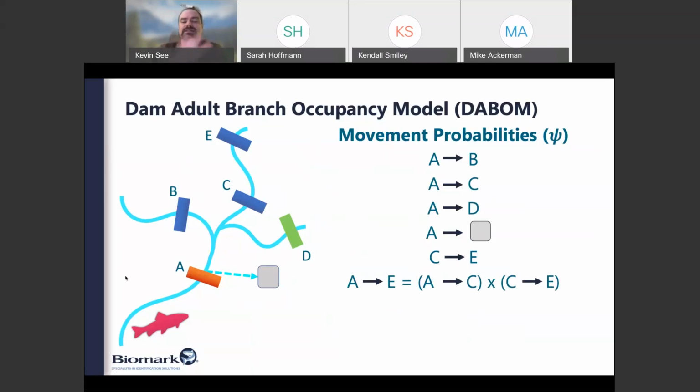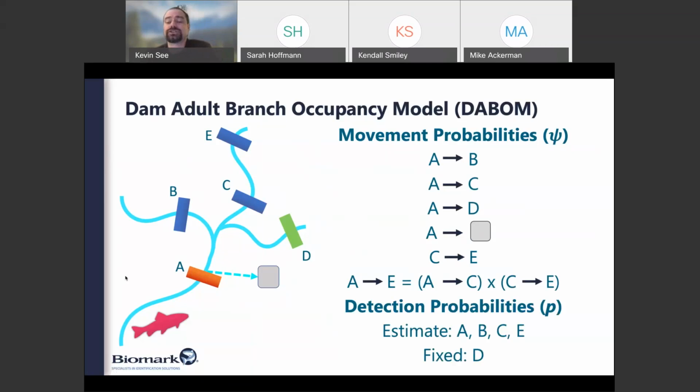Now, in the process of doing this, the model is also estimating detection probabilities. What are the chances that if the fish moves past site B, you actually see it? And what are the chances you see it on each array? There are two detection probabilities at site B because it's a double array. You can estimate that for A, B, C, and E, because those are all double arrays, or at least have an upstream detection somewhere.